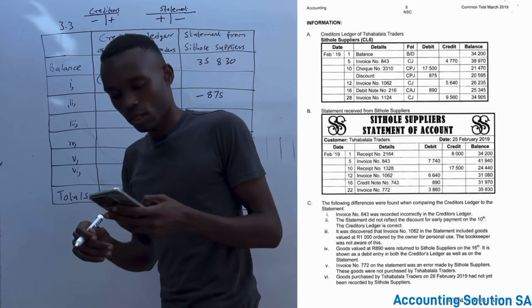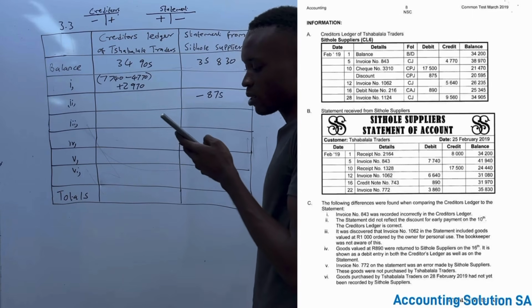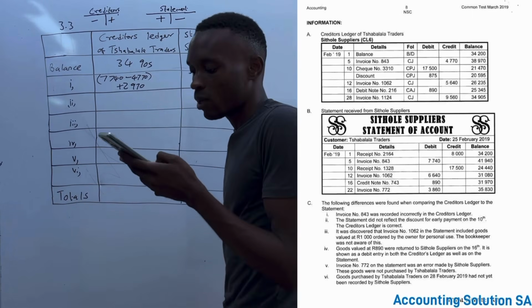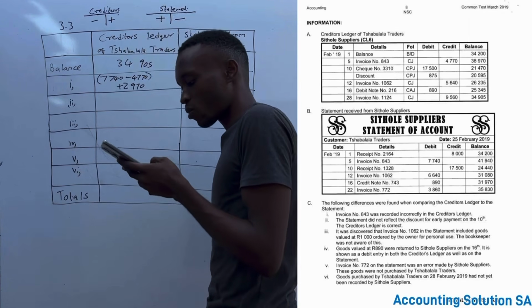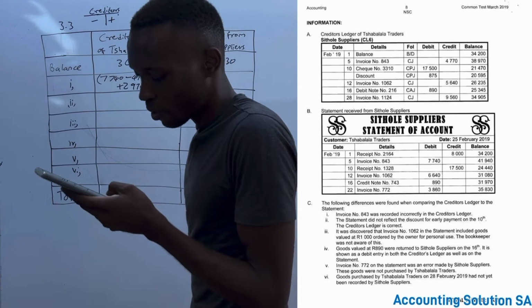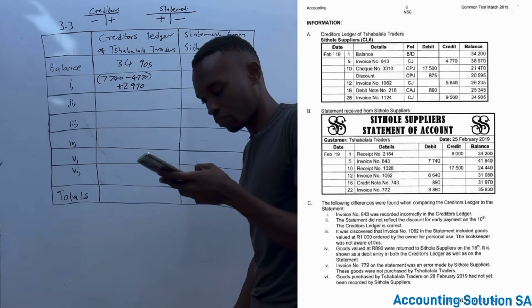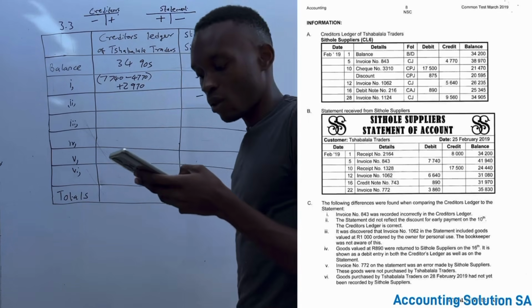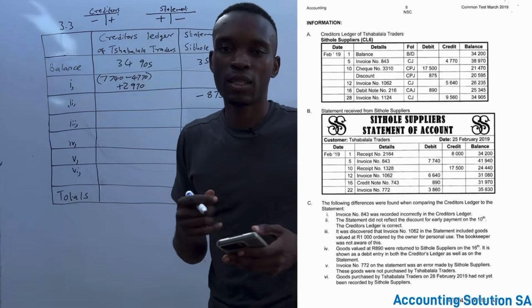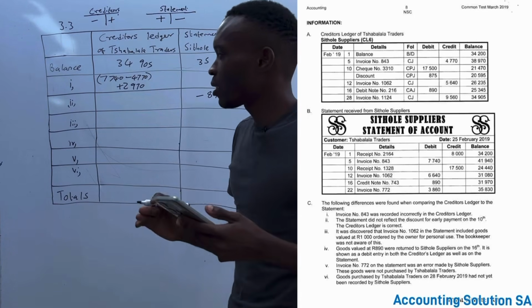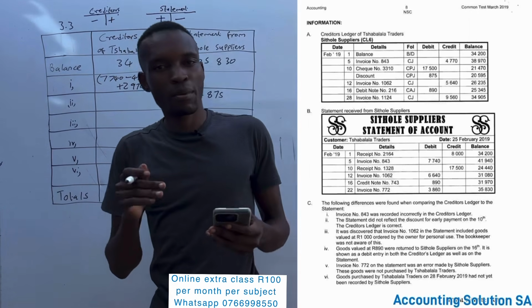The next one, they said it was discovered that invoice number 1062 in the statement includes goods valued at 1000 ordered by the owner for personal use. The bookkeeper was not aware of this. When the owner purchases items for personal use, we know very well that it's drawings, but it doesn't mean that it should not form part of these two statements, because we are not talking about a third party.